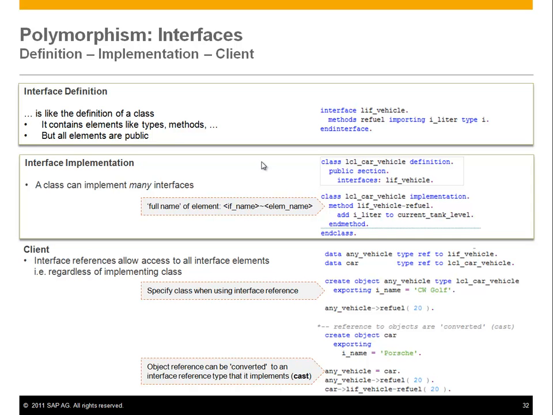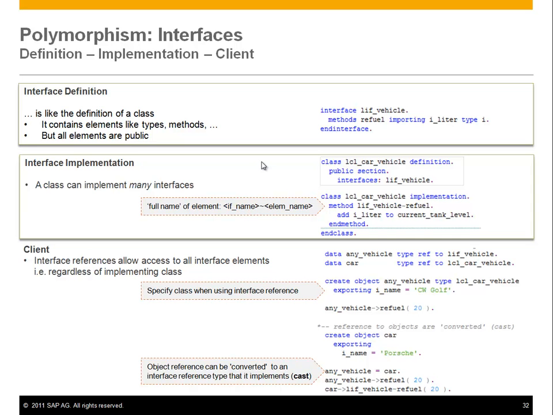Anything you can do in classes, you can also do here, except you don't have a public, private, or protected section. So without the section, everything else that you can define inside an interface is the same as what you can define in a class. In that way, all elements are public with respect to the interface.